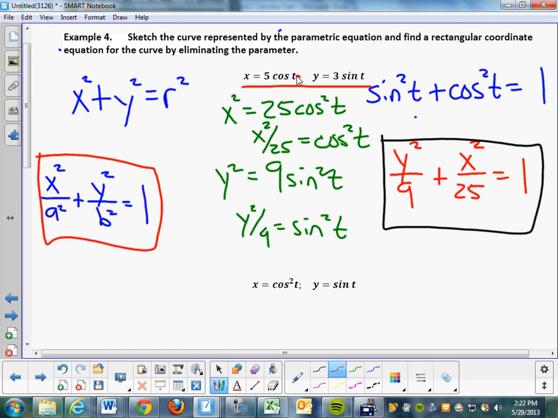Because it says eliminate the parameter. So t is gone. And rectangular coordinates, well, rectangular coordinates are x and y coordinates. So I've done my job. Any question about that one? So you can do it? All right.